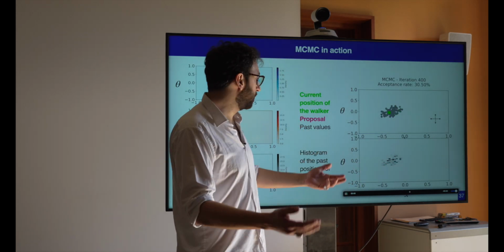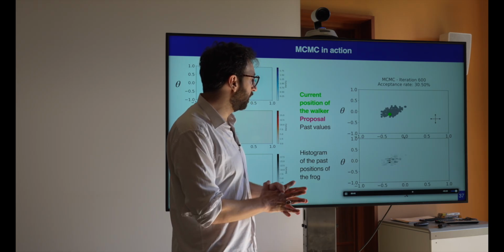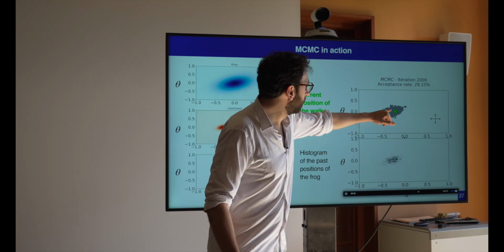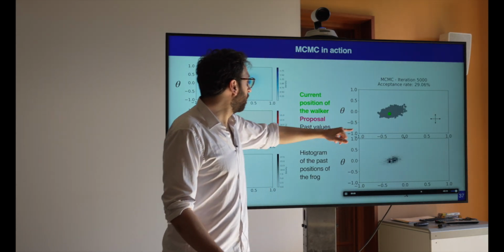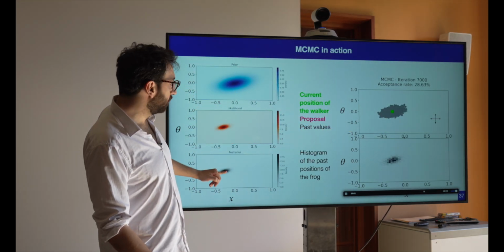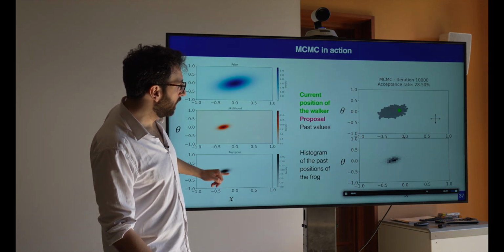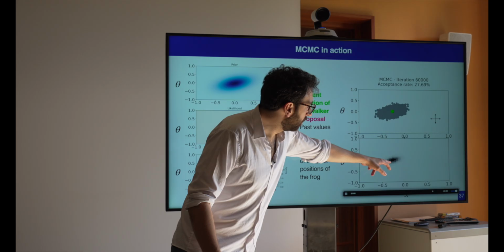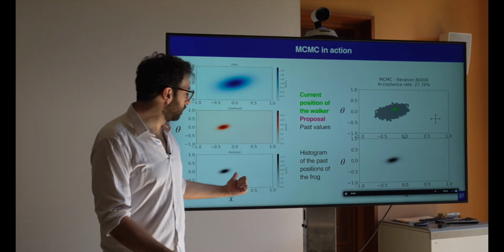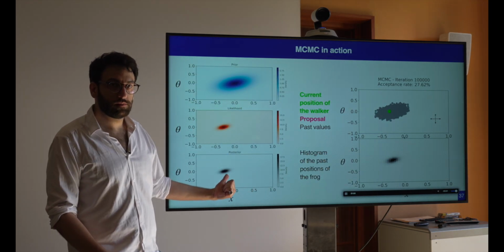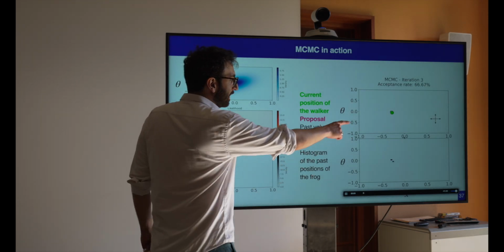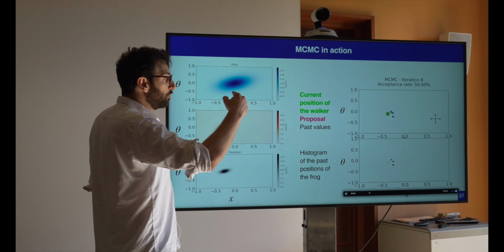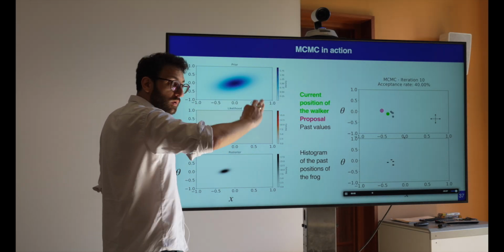Now 100 iterations per 100 iterations. And you see that where the frog was is kind of similar to our target distribution. And now we see with tens of thousands of iterations, the empirical distribution looks a lot like the target distribution. So in that case, the only thing the frog knows are the value of the posterior and the prior at the proposal distribution and where it is in the chain.